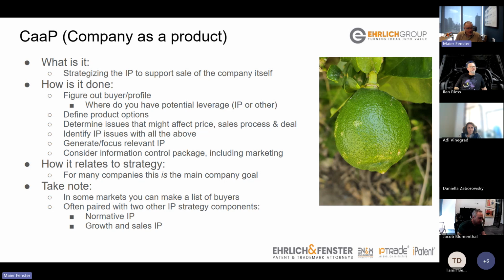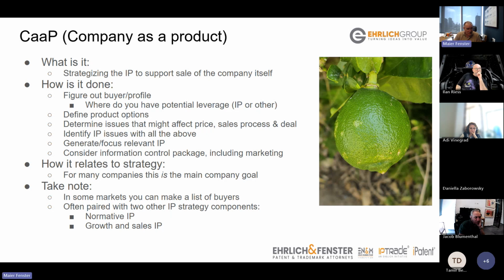Now you generate or you refocus to get that IP. And of course, this is very information control centric, because if you're trying to sell the company, marketing should be doing two jobs, selling the product and selling the company. You have to have control over it. Now, in many companies, this is the main company goal, so you should be doing it.